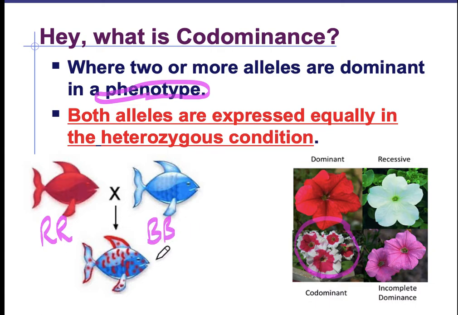And when we do codominance, we use capital letters again, so it avoids confusion. Use the first letter of the phenotype you see. That's helpful. So red and blue, R and B. And then when they cross, you get this really funky striped fish who has both the red and the blue allele. So that's codominance. So how does that affect your blood?